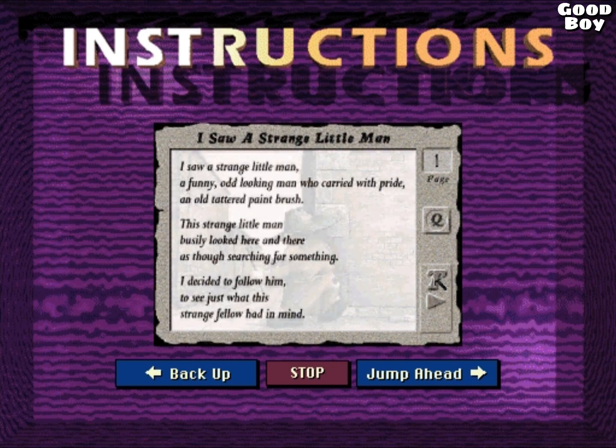Now just roll your mouse over the words to hear the author. I saw a strange little man, a funny, odd-looking man who carried with pride an old tattered paintbrush. Clicking on the T again will send you back to the picture.